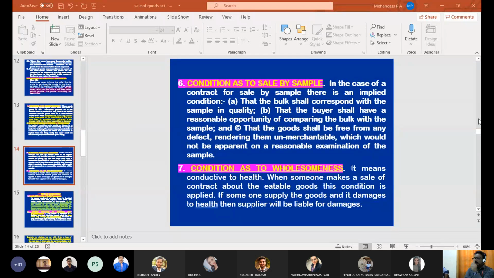Okay, what is the meaning of implied condition? That which is not stated, but it is implied that it is there in the law. Let's say for a vehicle itself, there's an implied condition of safety. We don't have to say that it's safe.